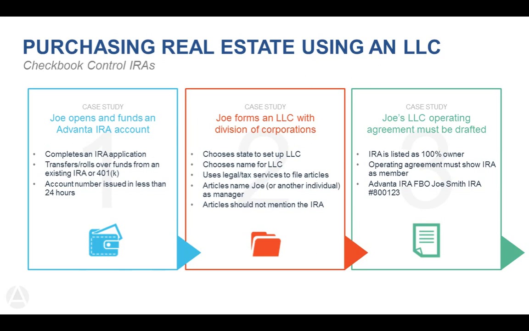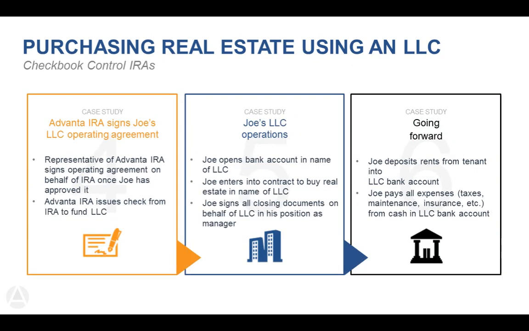So you choose the name for the LLC. All the articles and everything else that needs to be filed with the state need to be done by the client as the manager or another third party. And the article should not mention the IRA. Now, the IRA is going to be listed as 100% owner of the LLC, and the membership, as I mentioned, would be vested in the same naming convention as we went over for a real estate contract previously. Now, the operating agreement would be signed by Advanta, and the manager of the LLC, in this case, Joe, would be signing the operating agreement as well.